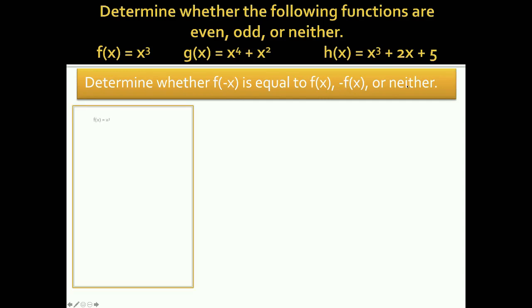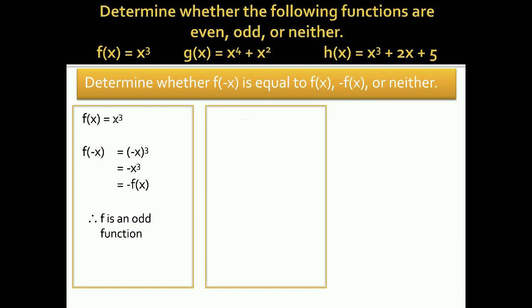So let's try the first one. We're going to put in negative x. Well, if we take negative x and cube it, negative x times negative x times negative x, that's just going to be negative x cubed. So is that equal to the original, the opposite of the original, or neither? Well, it's the exact opposite because we have a negative sign and this was positive here. So it's the opposite, so that means it is going to be an odd function. The 3 dots there mean therefore f is an odd function.